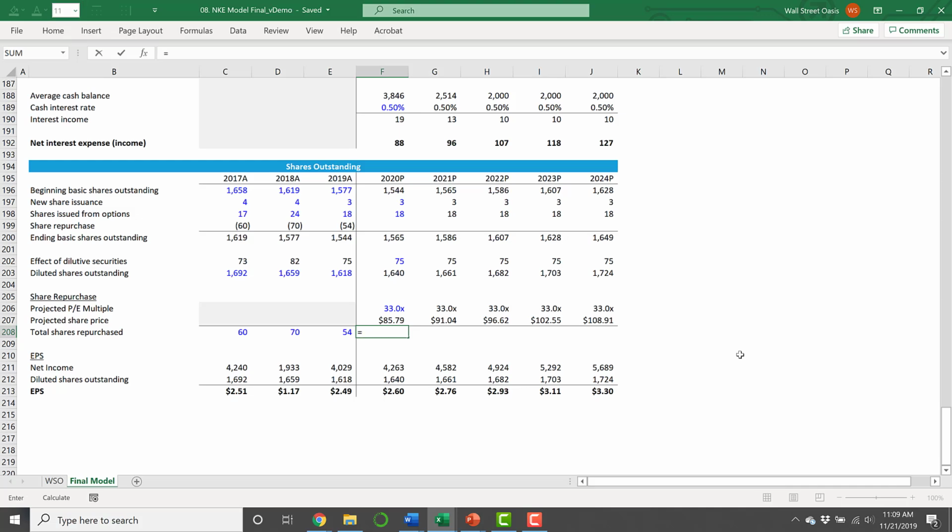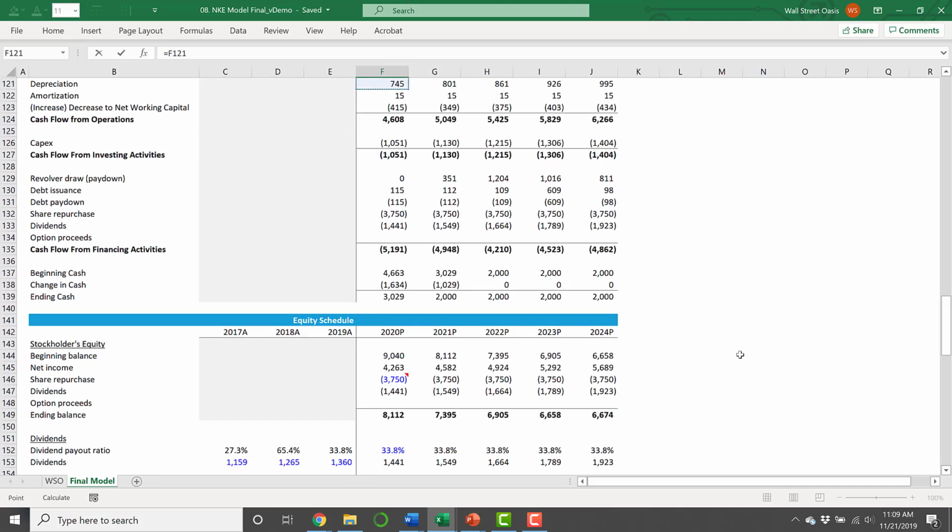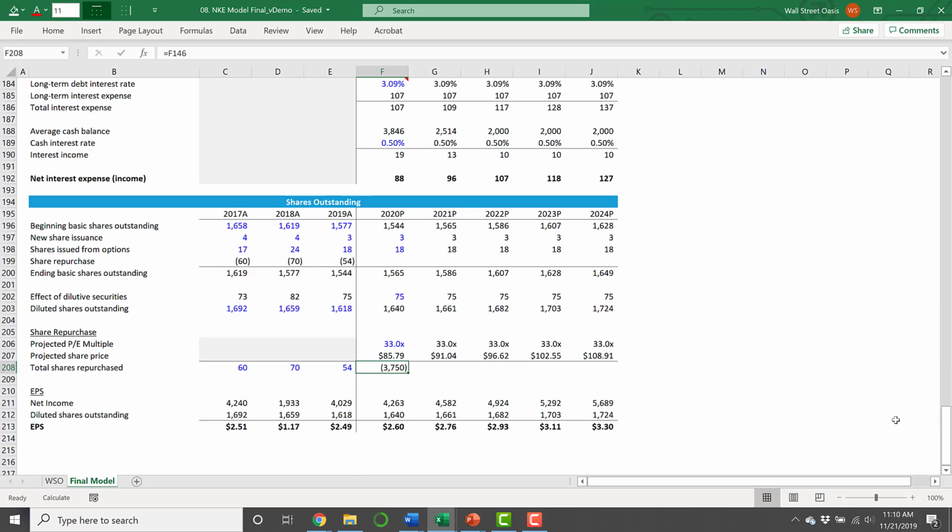So I'm going to start by making a reference up to my equity schedule where I have our share repurchases right here in cell F146. You'll notice that this is giving me a negative number because it's negative on my equity schedule. Those repurchases reduce my stockholders' equity. In this case, I want that to be a positive number, so I'm going to throw a negative sign in front of that reference. Now what I'm going to do is take that negative F146 and divide it by my projected share price that I have right here. And that is going to give me a total shares repurchased estimate of 44 million shares.